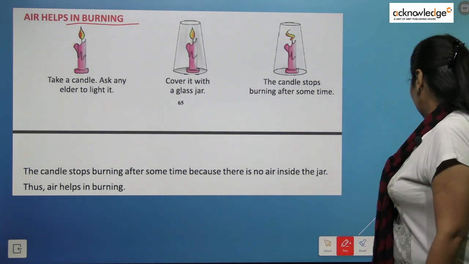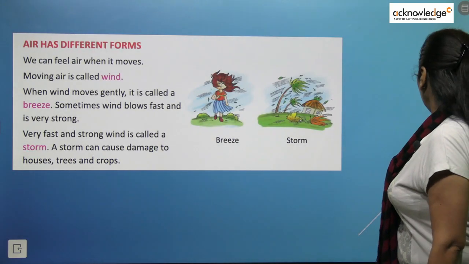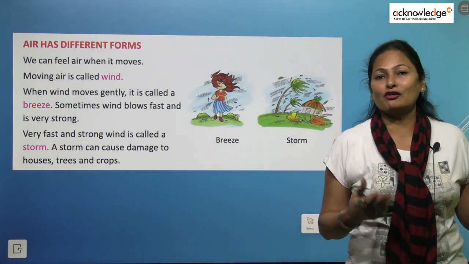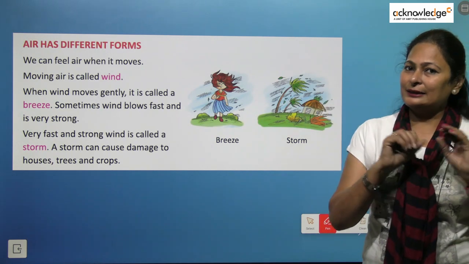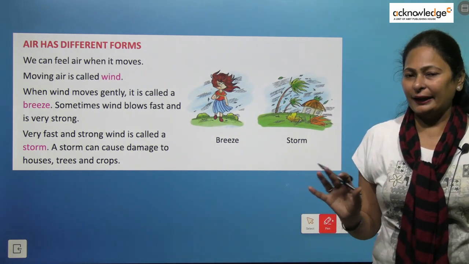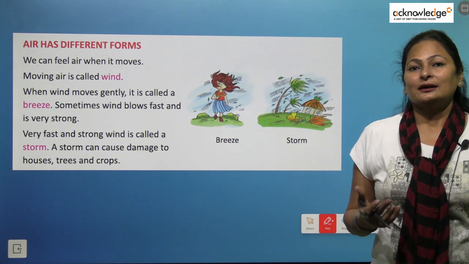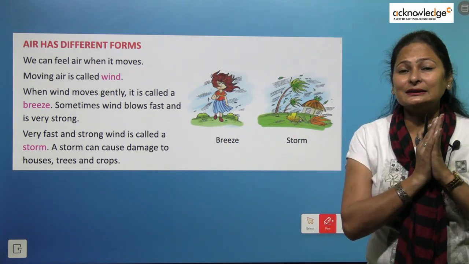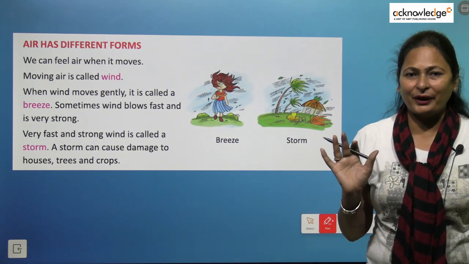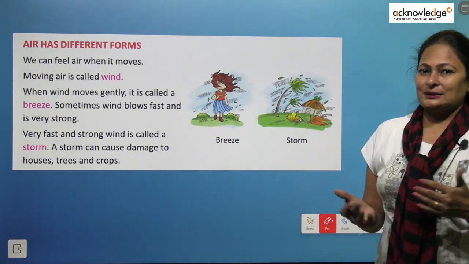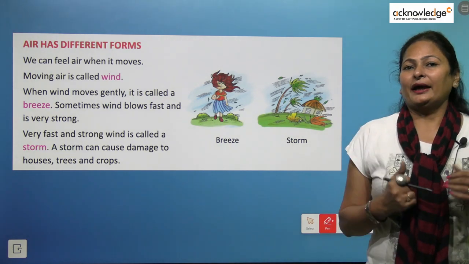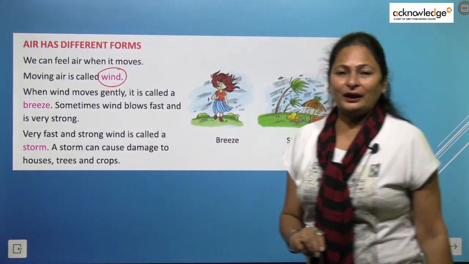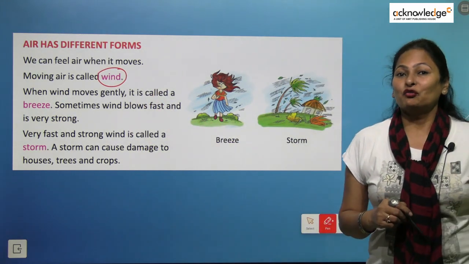Now, next is air has different forms. Now, we will discuss the forms of air. Air is present everywhere, right? Whether it is a bedroom, bathroom, storeroom, imagine any place, air is present, right? But moving air is called wind. When air is moving, it is called wind.